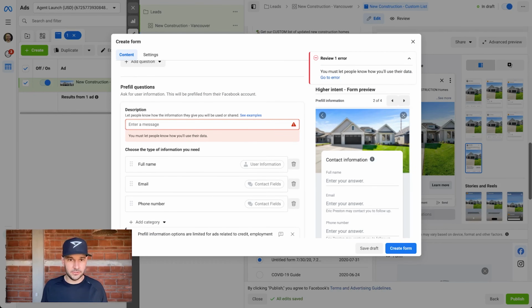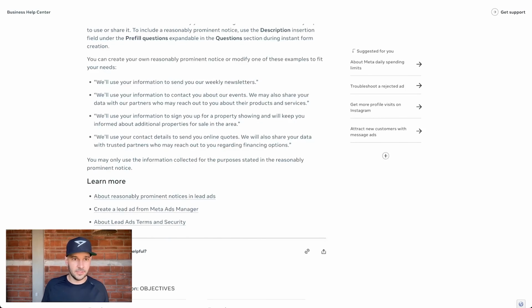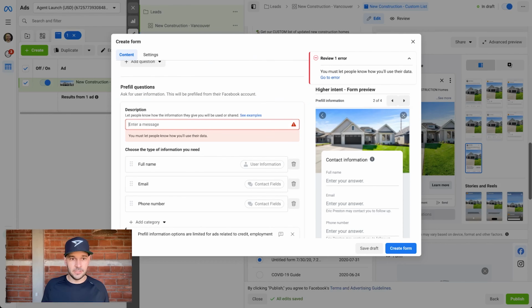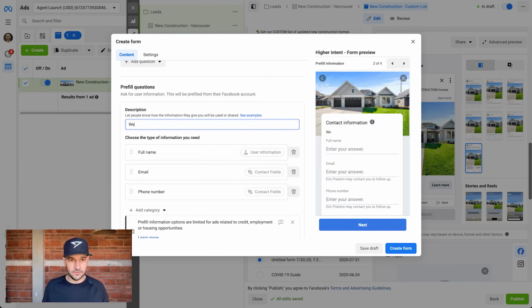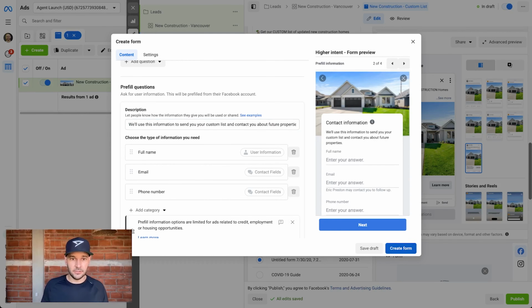So what you can do here is just see examples, and Facebook will give you some examples here. I just forgot this part. We'll use this information to contact you about events. We'll use the information to send you our weekly newsletters. You can just say, we'll use this information to send you your custom list and contact you about future properties. Then go ahead and hit create form.